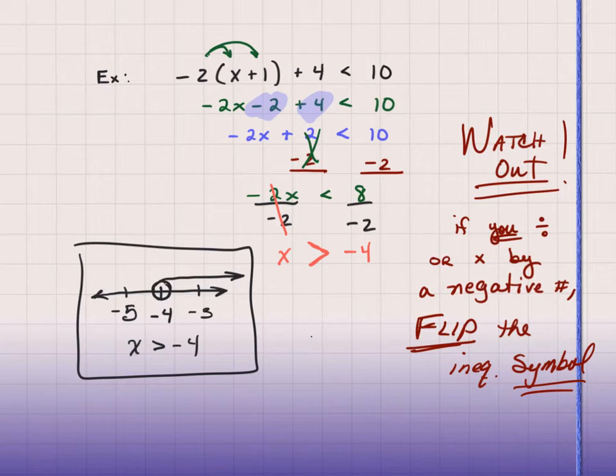Okay, now let's explain why you have to flip over that inequality, just like you were solving an equation. However, if you ever divide or multiply by a negative number, you got to flip the inequality symbol to keep it a true statement. Let's take just a nice true statement. 8 is bigger than 4. Okay, this is true.